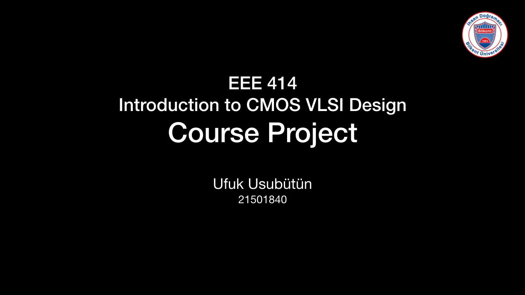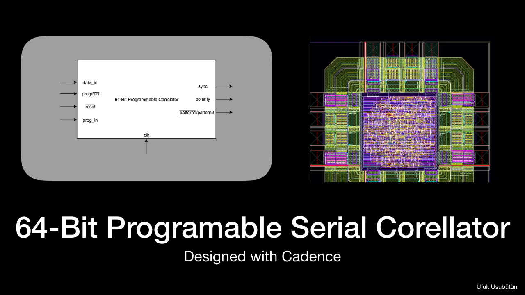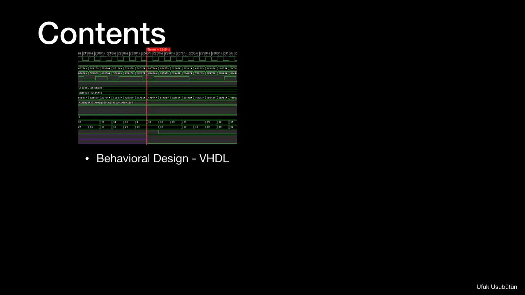Today I'm going to present my course project for Introduction to CMOS VLSI Design EE414 at Bilkent University. The aim of the project is to design this block, which is a 64-bit programmable serial correlator, in hardware, in Cadence. So throughout this project, I've worked on four main things.